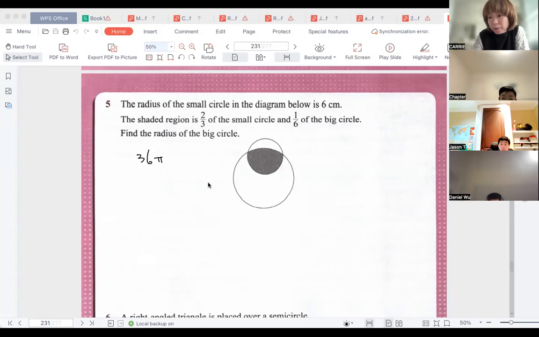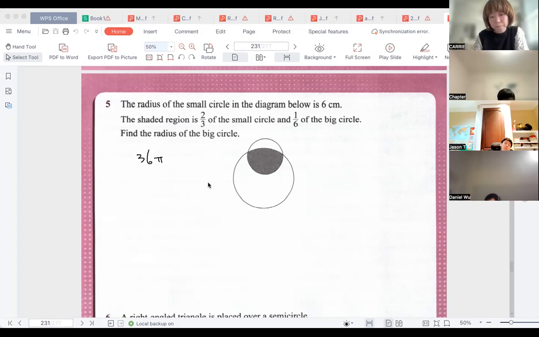Yes, 36 pi is what? Daniel, read the question again. Yeah, read the question. I am reading it. Then tell me what this 36 pi is. You don't listen when I speak, right? Now tell me, the radius of the small circle in the diagram below is 6 centimeters. So could you please tell me what does this 36 pi represent?